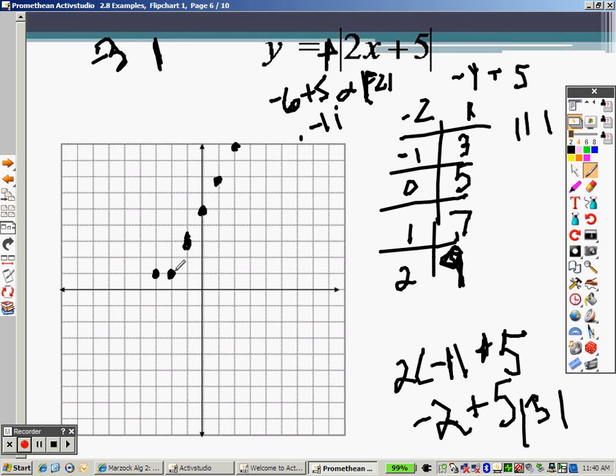Okay. Then let's try plugging in -4 because it looks like I'm going up. Alright, 2 times -4 is -8, plus 5 is -3. The absolute value of -3 is 3, so that means I go over 1, 2, 3, 4, and up 1, 2, 3. Notice how it looks identical now on both sides.